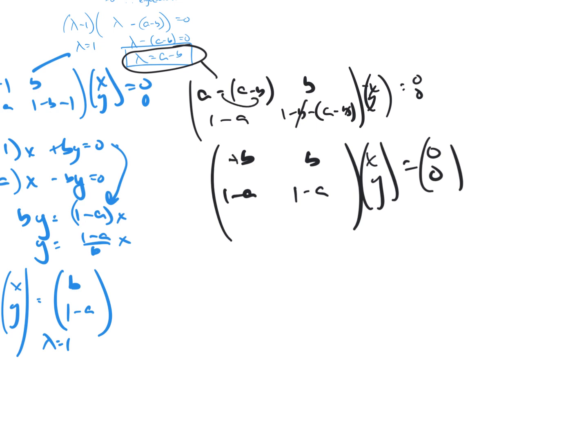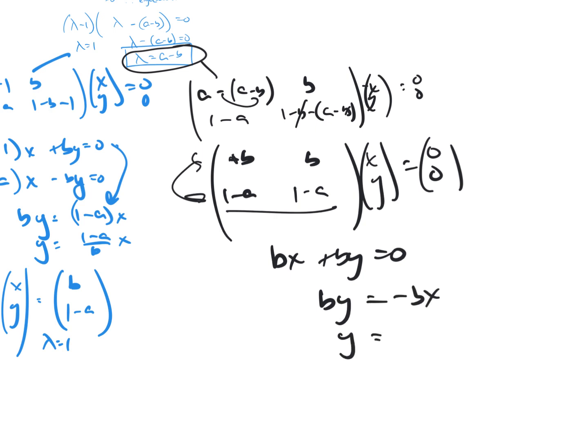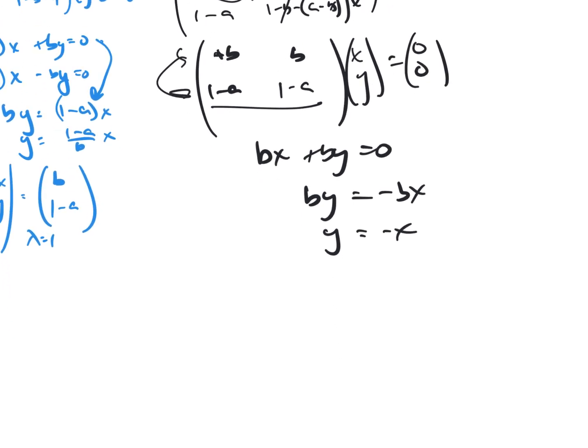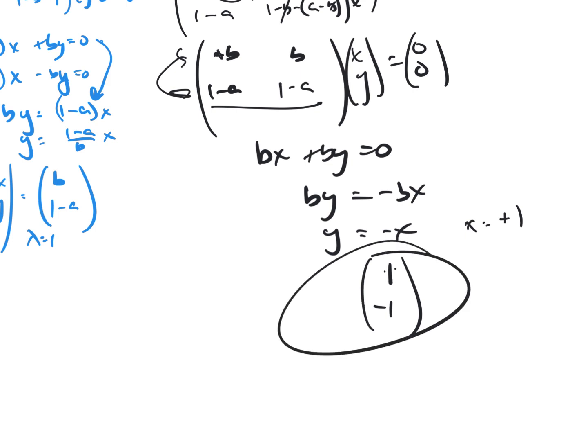careful, that should be a plus. So I just did a check to see if these two lines were scalar multiples. That's why I noticed there was a careless mistake with my negative. So I can say that bx plus by is 0. I'm not even going to worry about the second line. And so I know by equals minus bx, so y is equal to negative x. If I make x equal to positive 1, y is negative 1. And so this is the other eigenvector. Hopefully that helps.